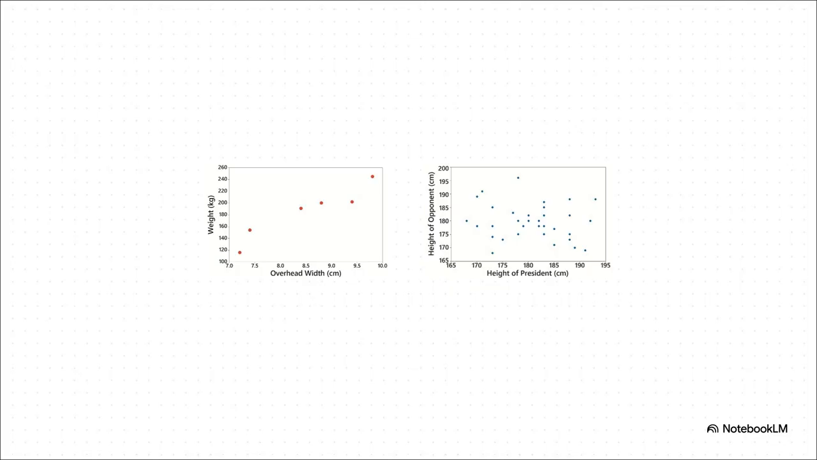And check this out. These two graphs show the idea perfectly. Over on the left, we're looking at the head width and weight of seals. You can totally see that clear, upward-sloping line of dots, right? That screams correlation. But then look to the right. This one is plotting the heights of U.S. presidents against their election opponents. It's just a random blob of dots. No obvious pattern means no obvious correlation.